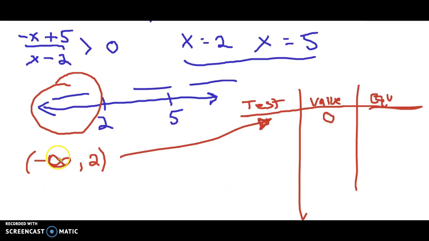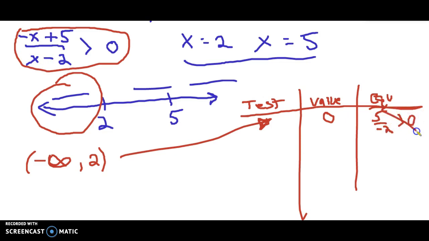And so when our test value is 0, when x is 0, we'll plug that into this equation, and we'll see if it works. So at 0, negative x is negative 0 plus 5, which is 5. And if we plug x equals 0 into the bottom, that's 0 minus 2, which is negative 2. So 5 over negative 2, negative 5 halves, is that greater than 0? No. So this area does not work on the graph.